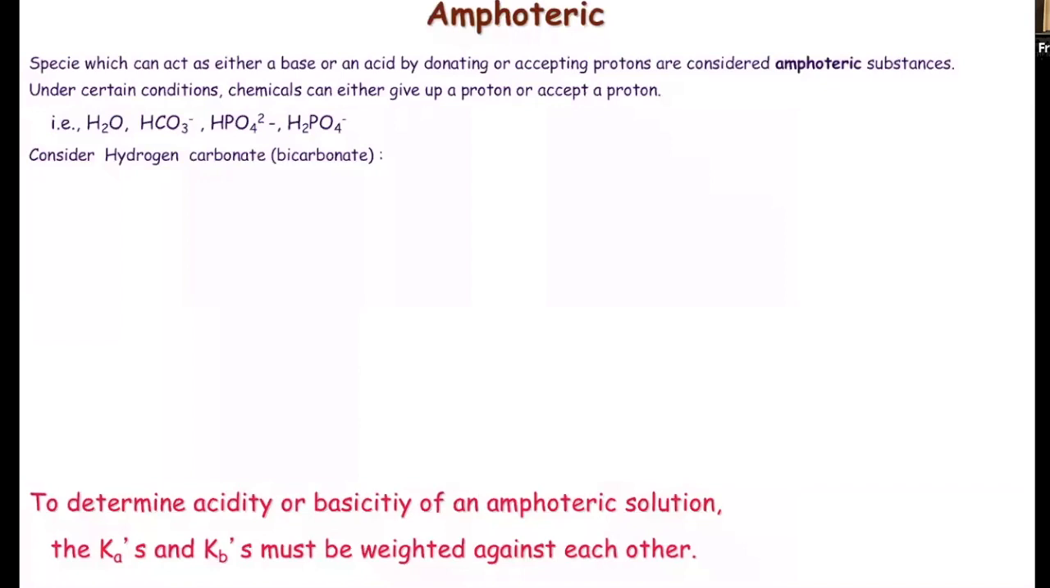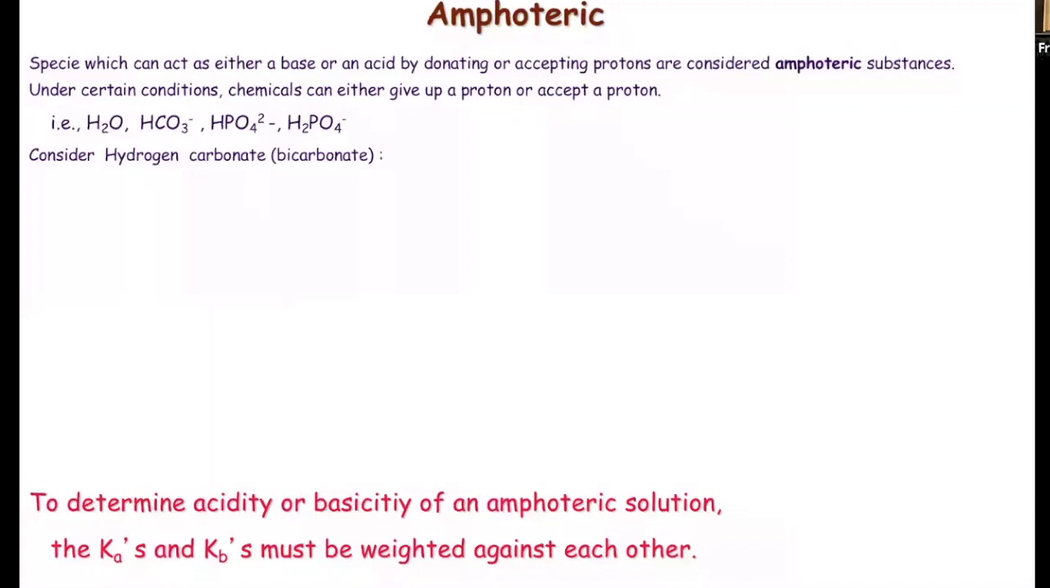Okay, so amphoteric system, you've already seen the most common amphoteric system, water. Water can accept a hydrogen, and when it accepts a hydrogen, it forms hydronium, or it can give up its hydrogen, and when it gives up its hydrogen, it forms hydroxide. That's a classic example of an amphoteric chemical. It has dual properties, okay? And most chemicals that have more than one hydrogen in there somewhere are amphoteric substances.